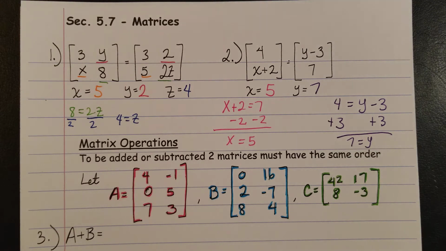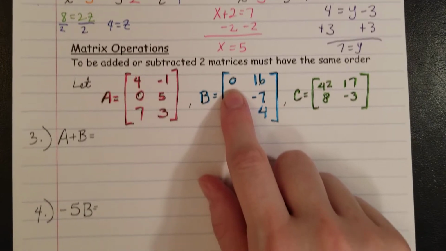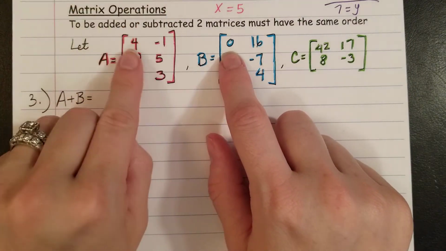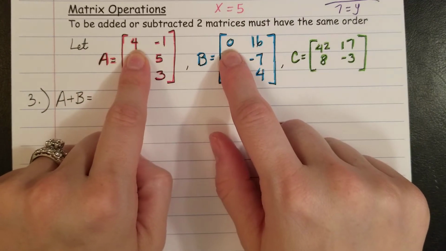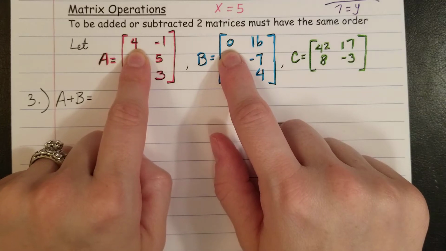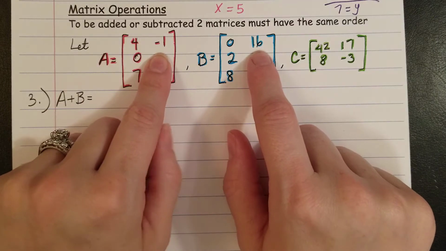Then we're going to look at operations that we can do with matrices. Okay, so for adding or subtracting of matrices, they need to have identical size, or in other words, identical order. If you're going to add two matrices, you just add up the corresponding entries. So for this we're going to add A plus B, so we're basically going to do 4 plus 0 to get that first row, first column answer, and then add -1 plus 16 and so forth.